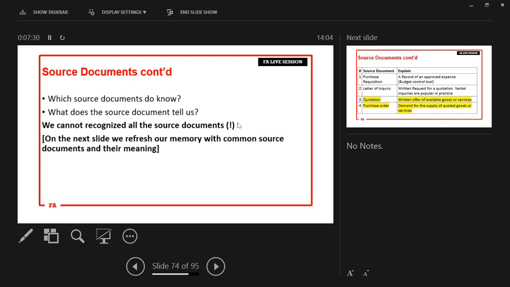The one that you know, you tell us, and then you tell us what the meaning of the data or the information on the source document is. Okay, I'll start for you. An invoice. Good. What does it tell us?